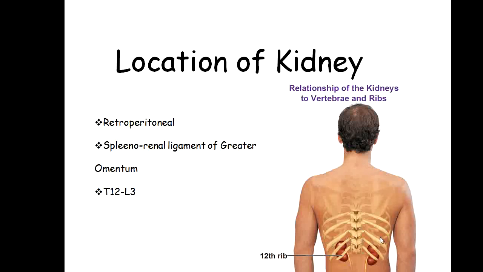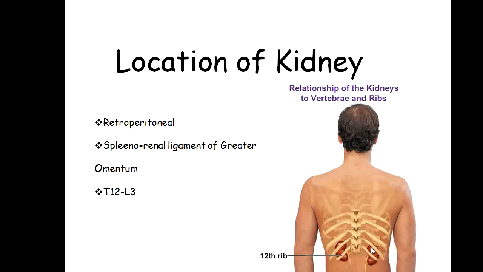So this is the position of the kidney. The last two ribs, the 11th and 12th ribs, give protection to the kidney, while the lower part of the kidney is not protected and does not have any rib cage. There are 12 pairs of ribs in the body, so the last two, the 11th and 12th, give protection to the kidney.